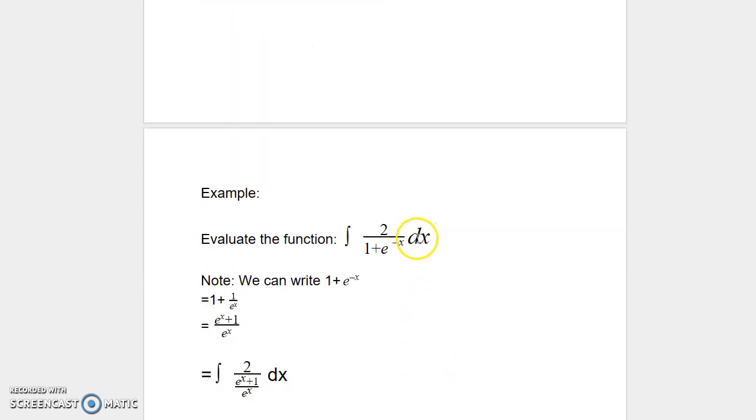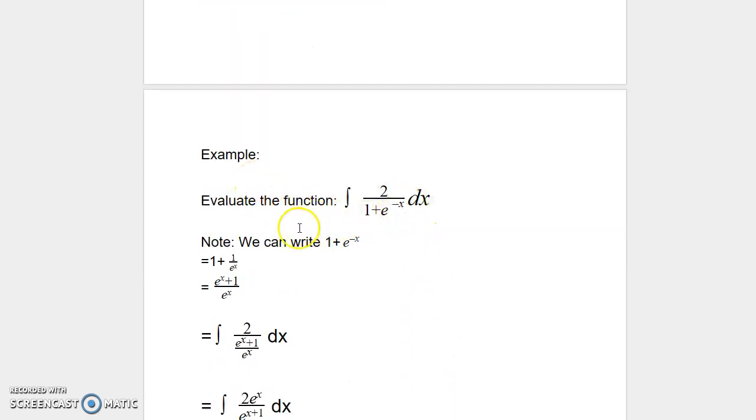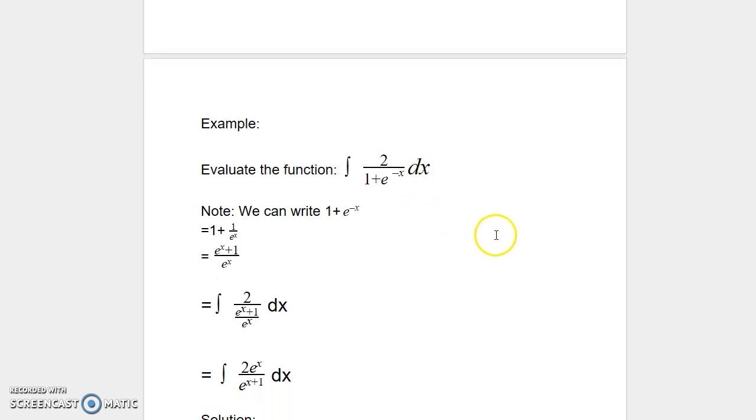Let's look at another example. In this example, we want to evaluate the integral of 2 over 1 plus e to the power of minus x dx, as shown here.